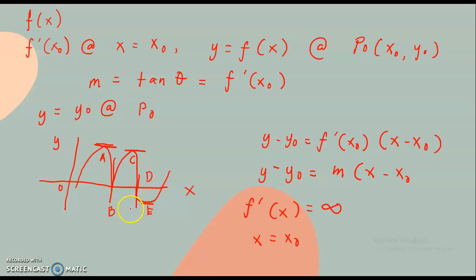Okay, the normal to a curve at one of its points is the line which passes through the point and is perpendicular to the tangent at the point. The equation of the normal at P sub 0 (x sub 0, y sub 0) is y minus y sub 0 is equal to negative 1 over m times x minus x sub 0. This one is for the normal, while the other one is for the tangent.